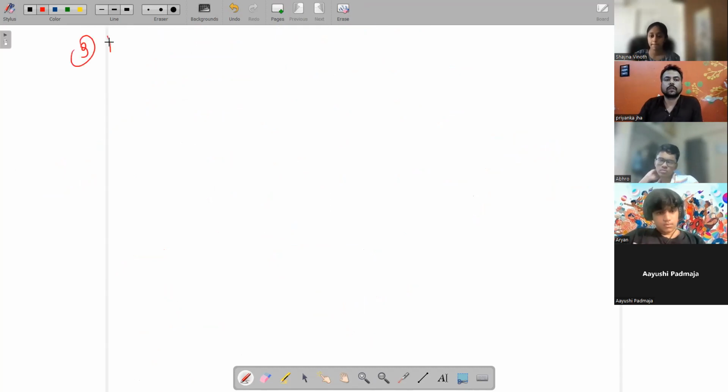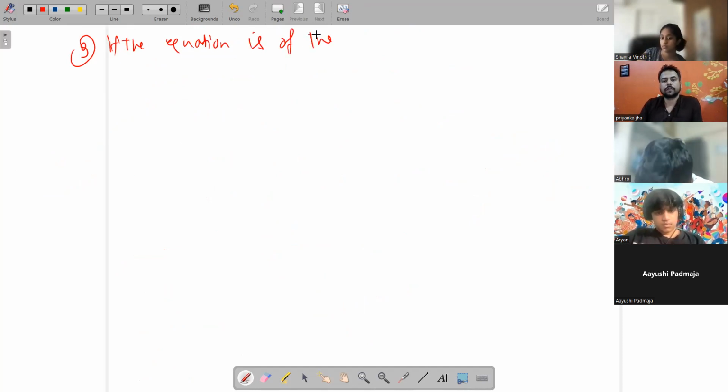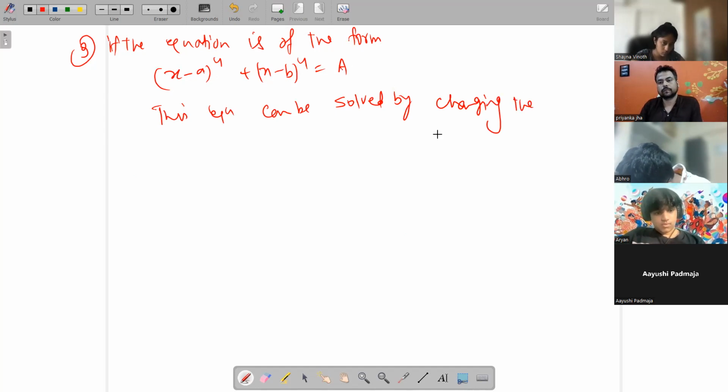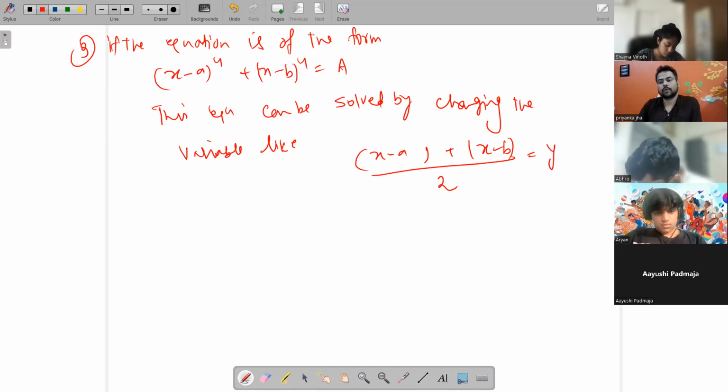Now, third point is, if the equation is of the form x minus a to the power 4 plus x minus b to the power 4 equal to some constant, in this case this equation can be solved by changing the variable like x minus a plus x minus b upon 2 equal to y. Like this we can solve.